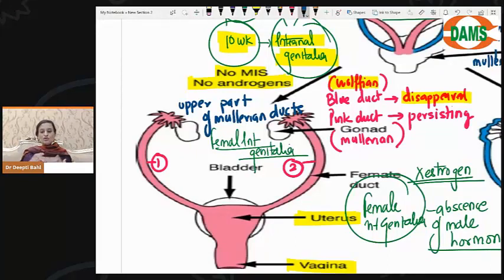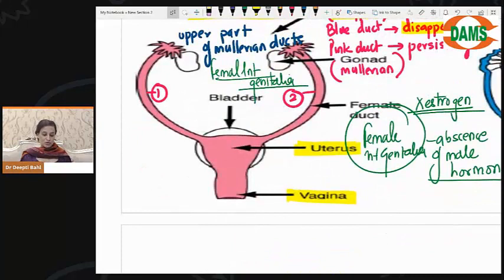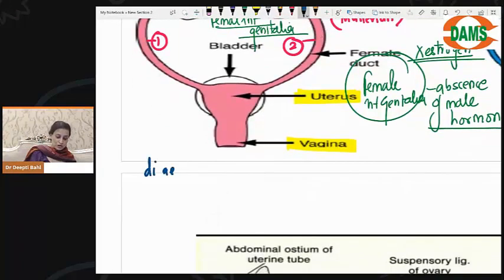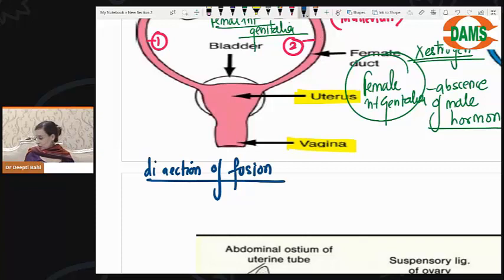Suppose you go for the exams and we ask you, you all know that the 2 ducts are going to fuse to form the female internal genitalia. I am going to ask you, what do you think is going to be the direction of this fusion? Let's see who can tell me. Will you say cranial to caudal?